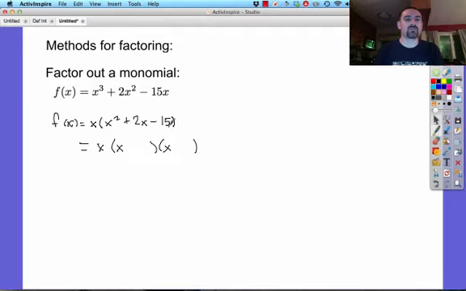Okay, well 15 is 3 times 5. So if I put a 3 and a 5 here, can I find a combination of 3 and 5, one that has to be negative, so that I get positive 2 in the middle? That will work. If I FOIL this out and multiply an x back through, I'll get my original. And this is as factored as we can get.